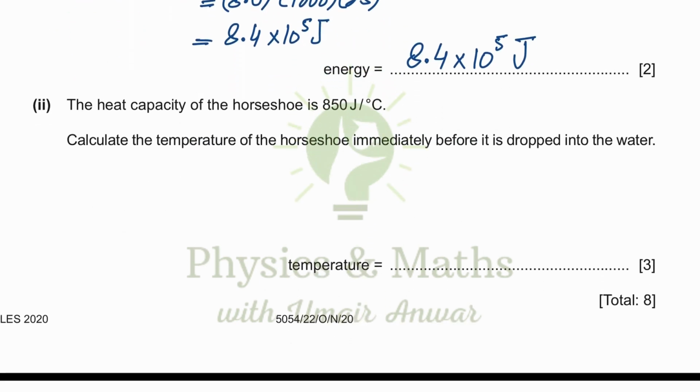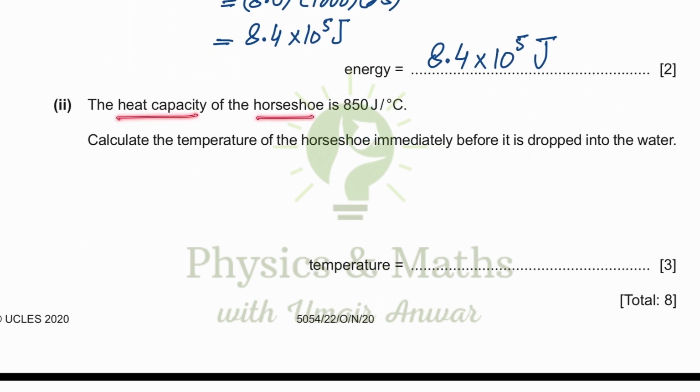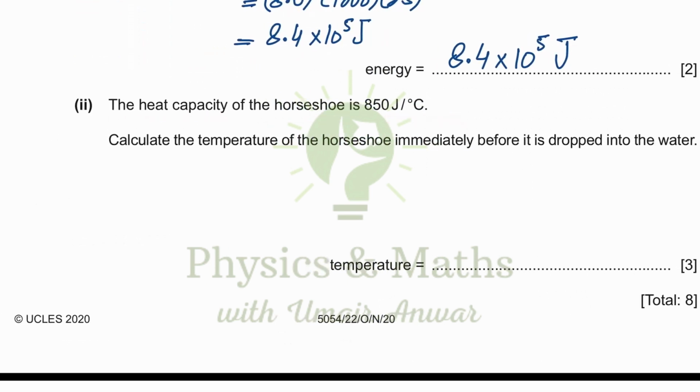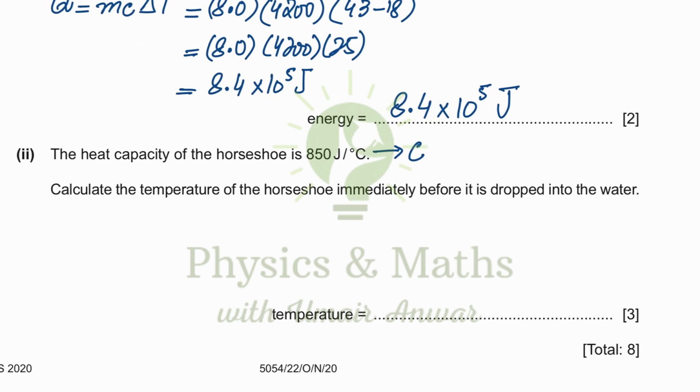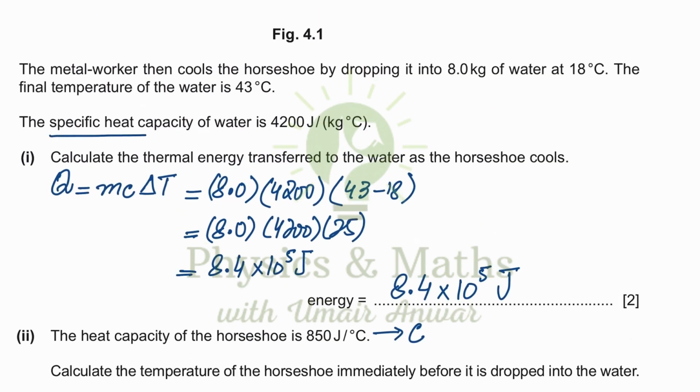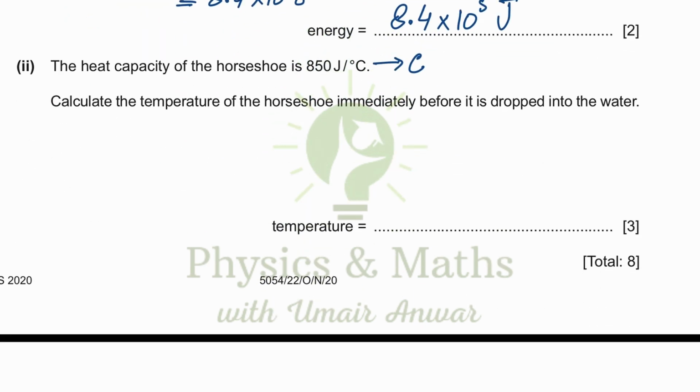The heat capacity of the horseshoe is 850 joules per degree centigrade. Heat capacity is the amount of heat energy required to raise any given quantity of a substance by 1 degree centigrade, and it is represented by capital C. Small c represents specific heat capacity, which was given to be here, and it is the amount of energy required to raise the temperature of 1 kilogram of a substance, and heat capacity is the amount of energy required to raise the temperature of any given quantity of a substance by 1 degree centigrade.